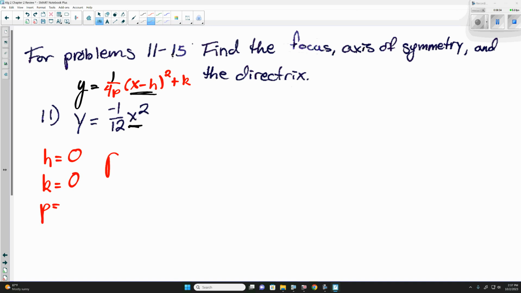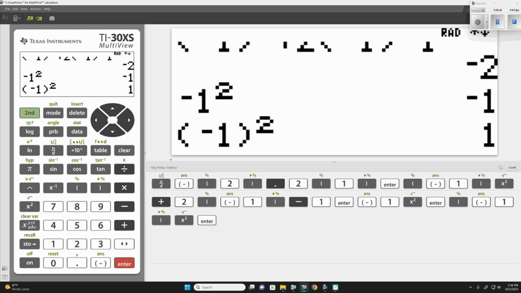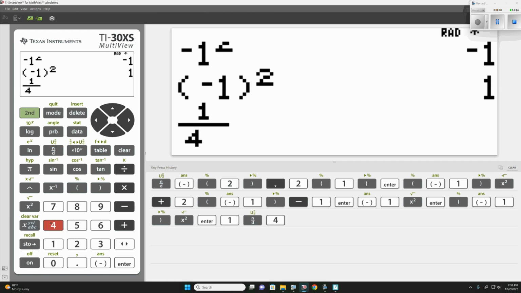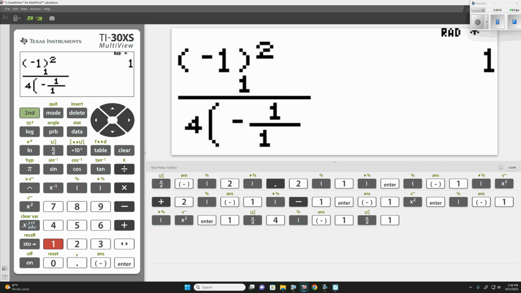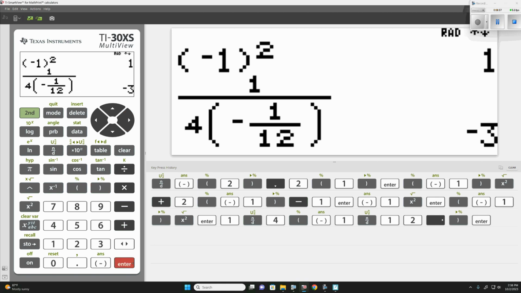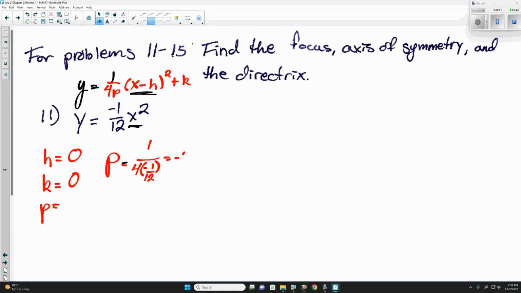Well, p is equal to 1 over 4 times the number in front of the term being squared, which in this case would be -1/12. And again, we can do this in a calculator. 1 over 4 parentheses -1 over 12 is -3. So the value of p is -3.